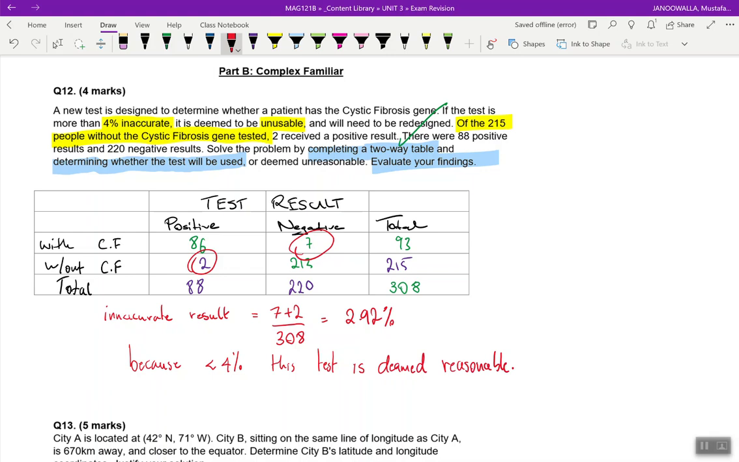Okay, then it says evaluate your findings. So you can just say, if you do 100 minus 2.92, we can find out how accurate it is, and that's 97.08%. You can say that it has a high success rate.